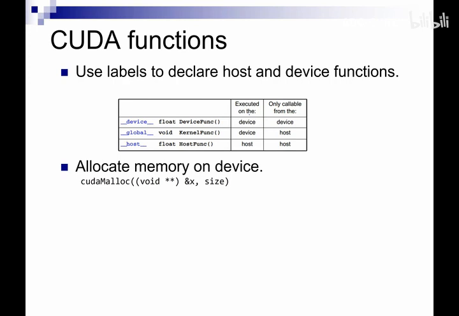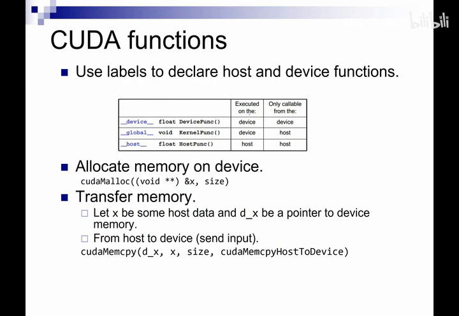Okay, so we have functions to allocate memory on the GPU. For example, there's this function called CUDA malloc, right? So here you give a pointer to where you want to get back the location for the memory that is allocated, and then you specify the size for how much memory you need.